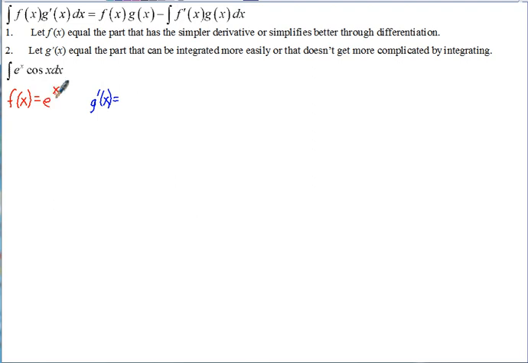So you set f of x equal to e to the x and g prime of x, being consistent with my colors here, equal to cosine x. And then when we take the derivative, f prime of x, the derivative of e to the x, remember that's the one that stays the same, is just e to the x. And when you integrate or find the antiderivative of cosine x, that's just sine of x.